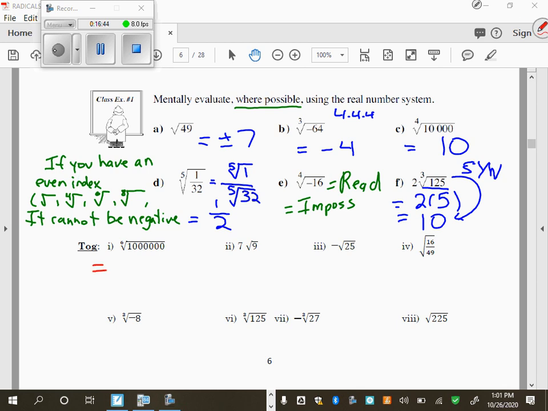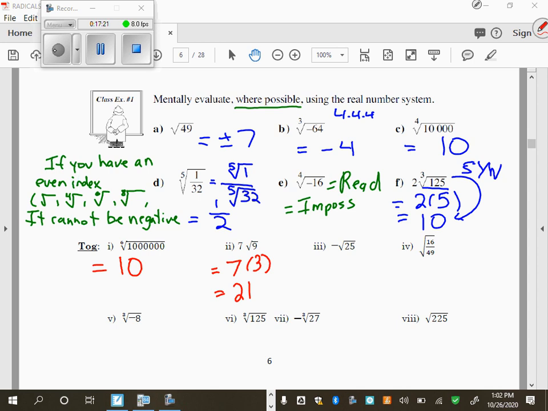6th root of 1 million. Well, 10 times itself 6 times will give you 6 zeros. So that equals 10. This is equal to 7 times the square root of 9. Square root of 9 by itself is positive negative 3, but if it's with something, you just put 3. Do I have to put 7 times 3, or can I just put 21 for full marks? No, you don't get full marks for 21. You need to take an extra 1 second and write down 7 times 3.